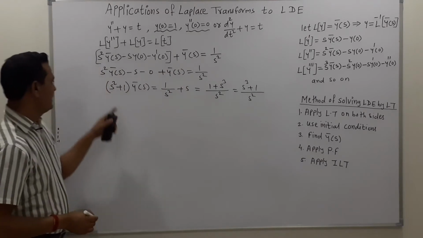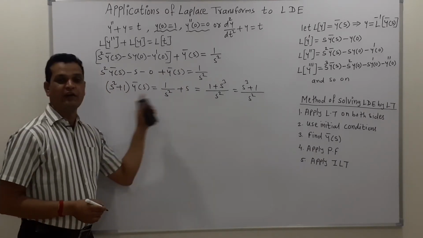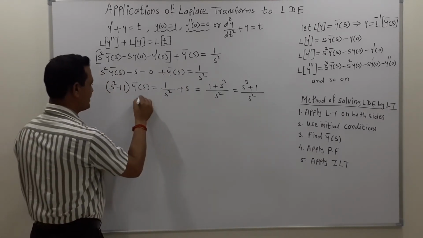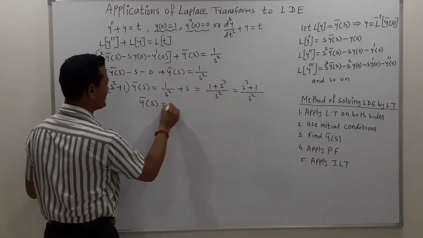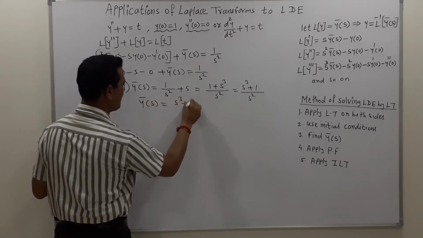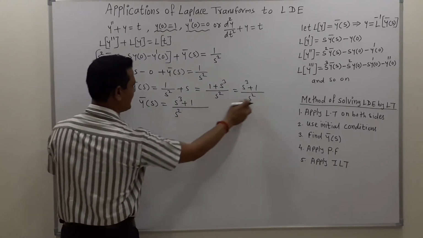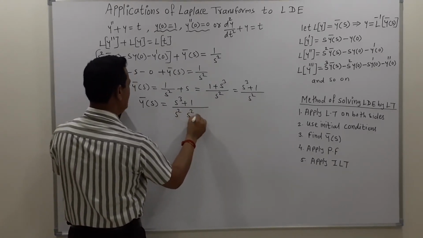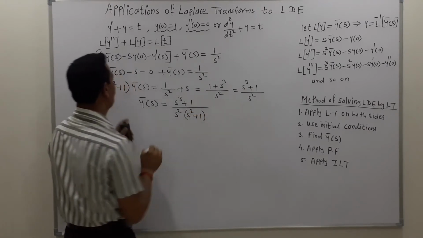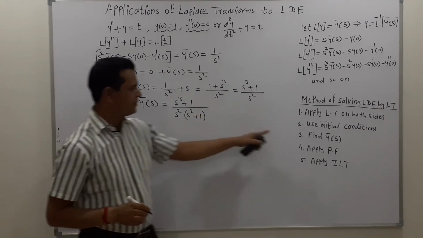So now in this way we require the value of y bar. Now once again rearrange, we get the value of y bar of s is equal to s cube plus 1 divided by s square into s square plus 1. So this is our step number 3.